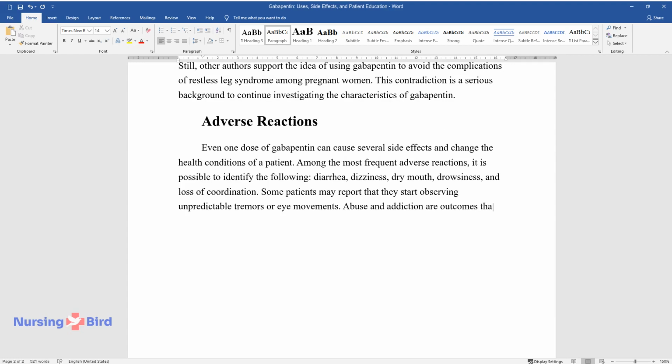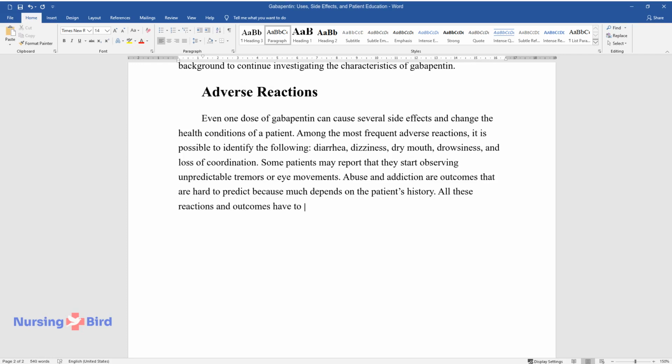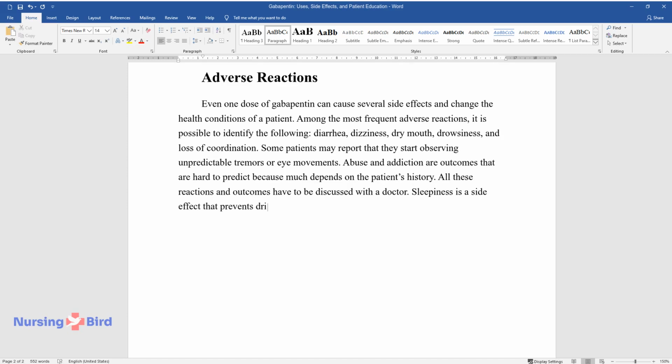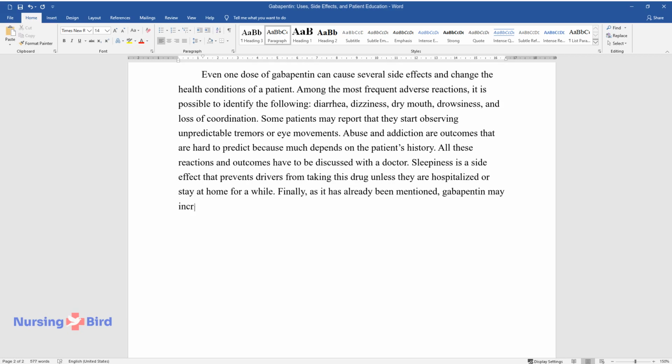Abuse and addiction are outcomes that are hard to predict because much depends on the patient's history. All these reactions and outcomes have to be discussed with a doctor. Sleepiness is a side effect that prevents drivers from taking this drug unless they are hospitalized or stay at home for a while. Finally, as it has already been mentioned, gabapentin may increase suicidal thoughts and behaviors.